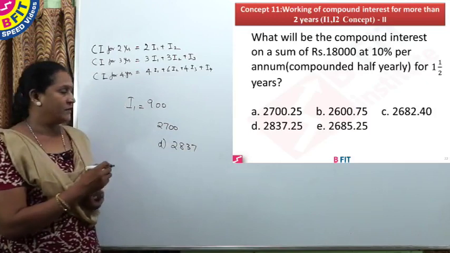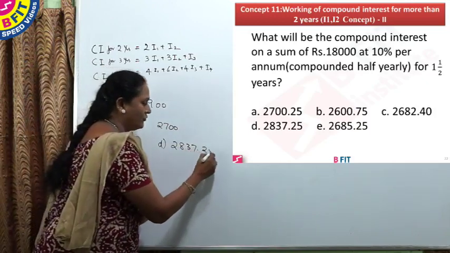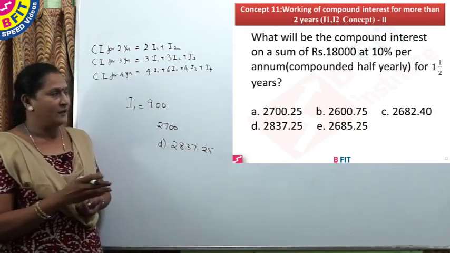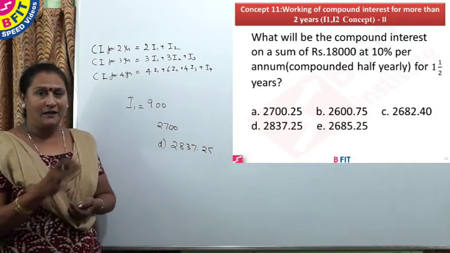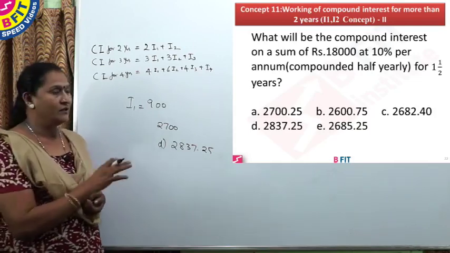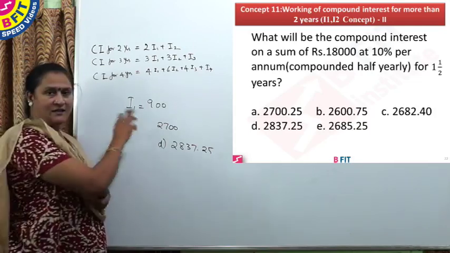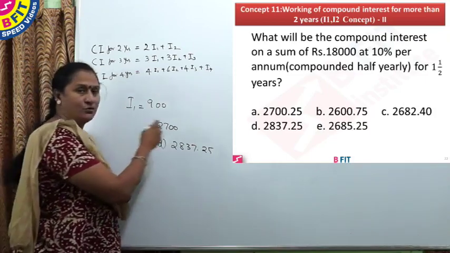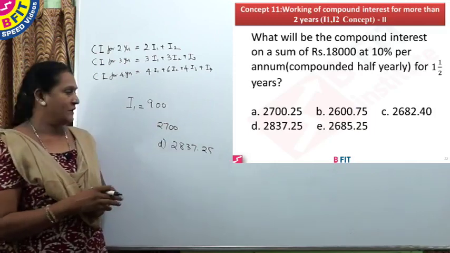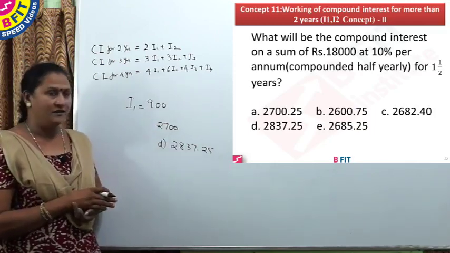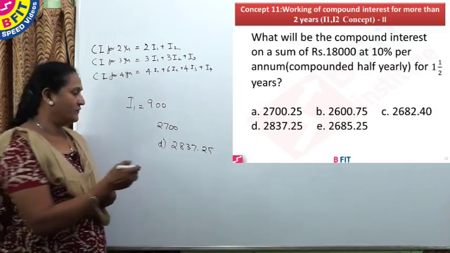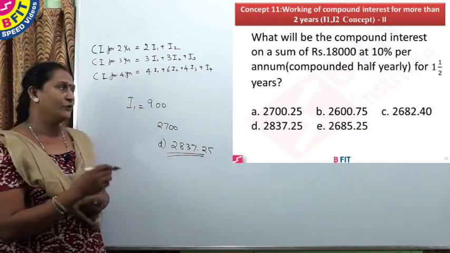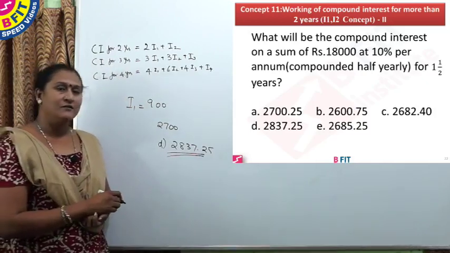So you have 2,837.25. When you look at the options, you may panic that the options are very narrow and it will take time to calculate all the working. But here, there is no need to calculate any value. Get this I1, triple this because it is for 3 periods. When you triple, it is 2,700, and go for the option which is more than 2,700. By this simple logic, we have got the answer as D, 2,837.25. So we'll see the next concept.